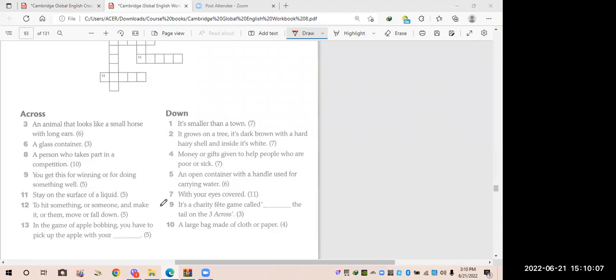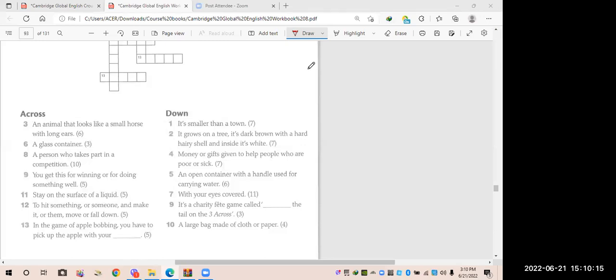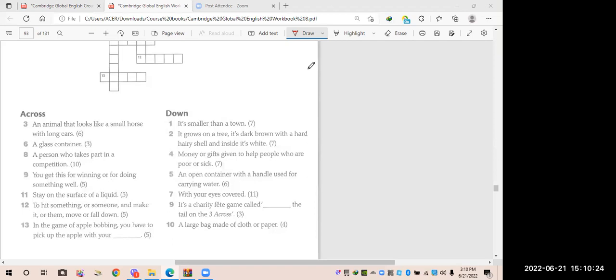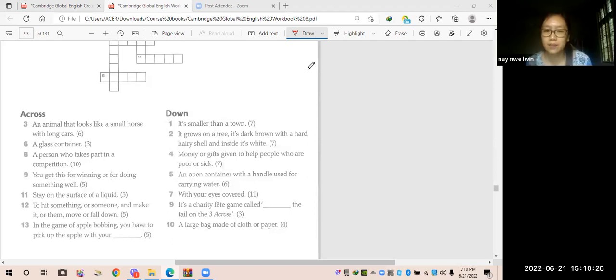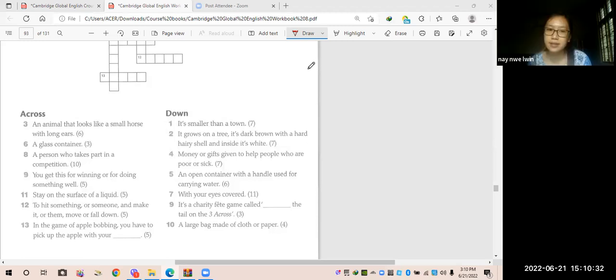And 13, in the game of apple bobbing, you have to pick up the apple with your teeth, yes. And we'll move to the down ones, and it is smaller than a town. Village. And it grows on a tree. It is dark brown with a hard, hairy shell, and inside it is white. Coconut, yes. Money or gift given to help people who are poor or sick. Charity, correct.